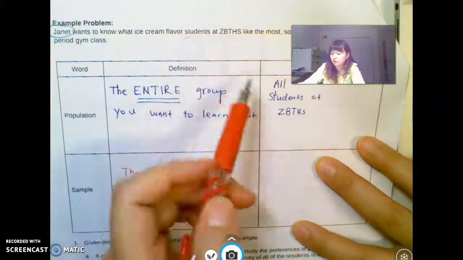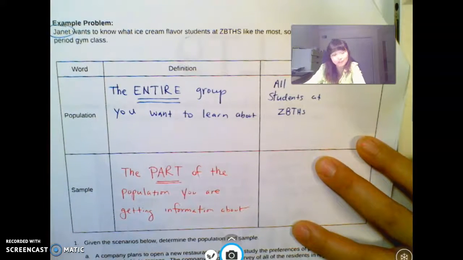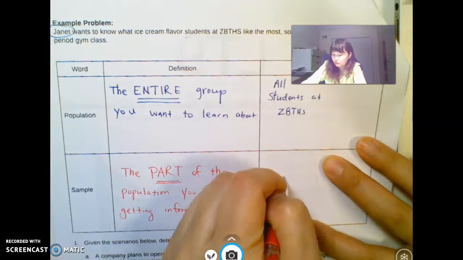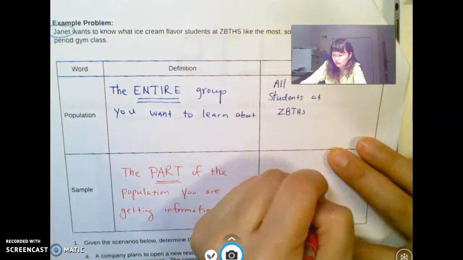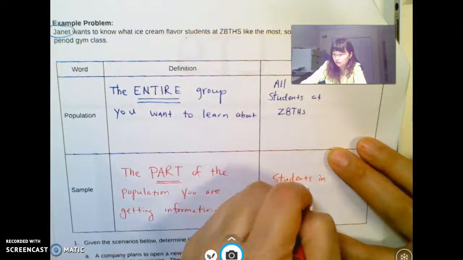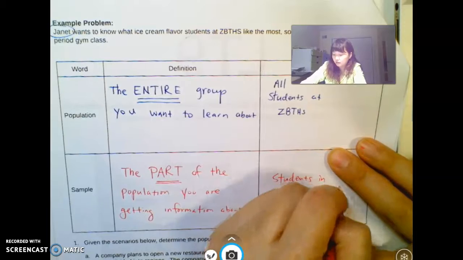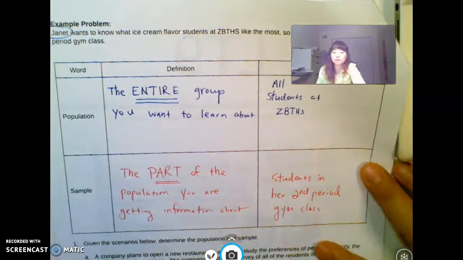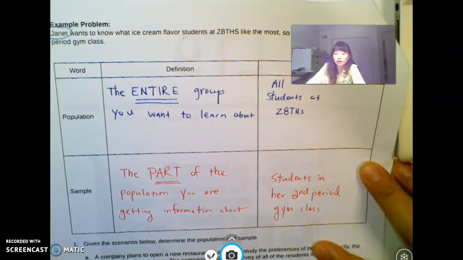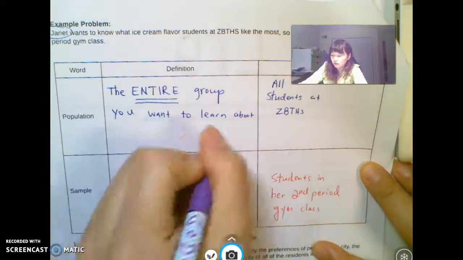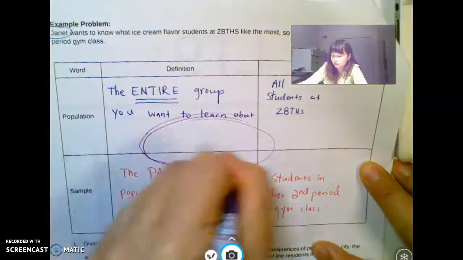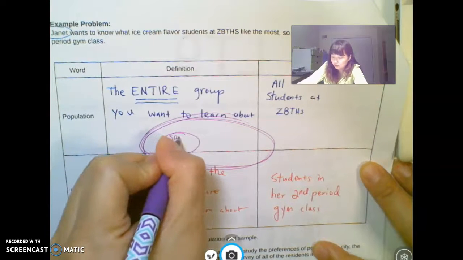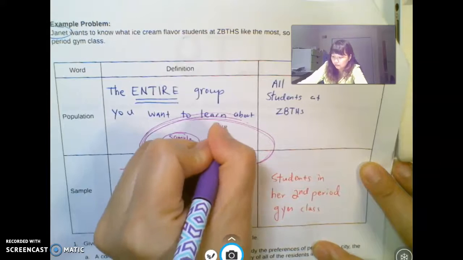So instead of all the students at ZBTHS, of course, Janet asked the students in her second period gym class. So that would be the sample. So really, this is a pretty simple idea. If this is the population, the entire group that you want to know about, sample is just a little part of it. This is the sample, and this is the population.